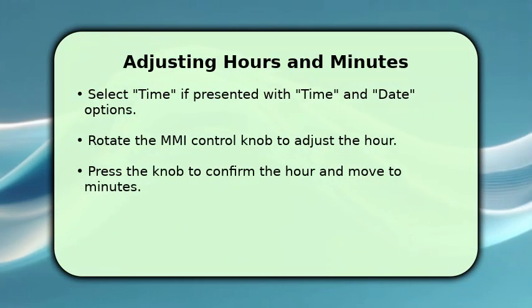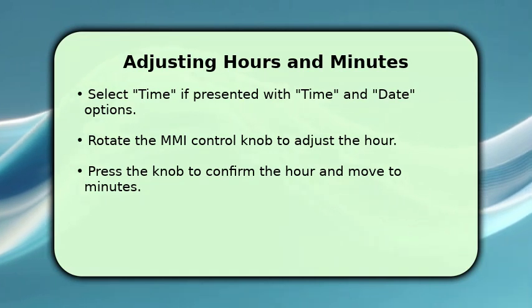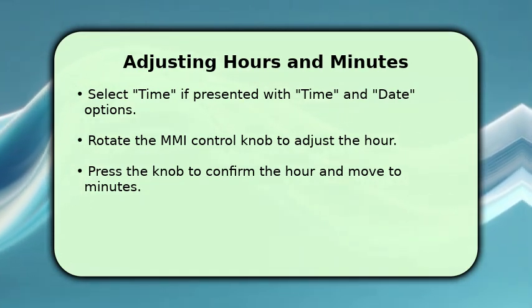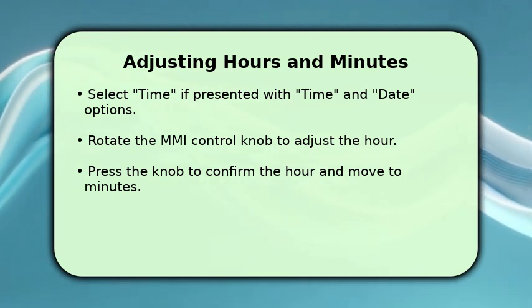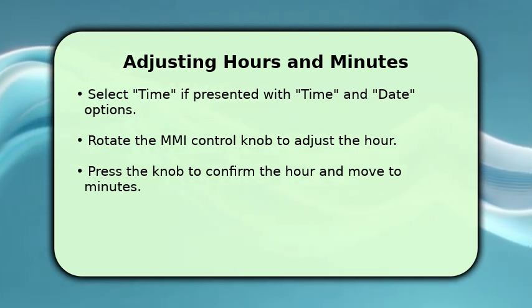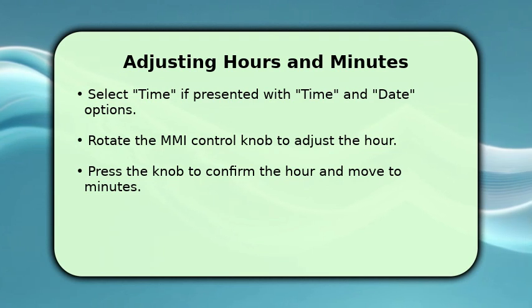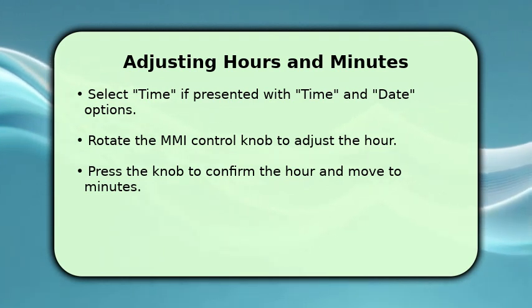Within the Time and Date menu, select Time to begin adjustments. The hour display will be highlighted. Rotate the MMI control knob clockwise or counterclockwise to set the correct hour. Once the hour is correct, press the control knob to confirm your selection.